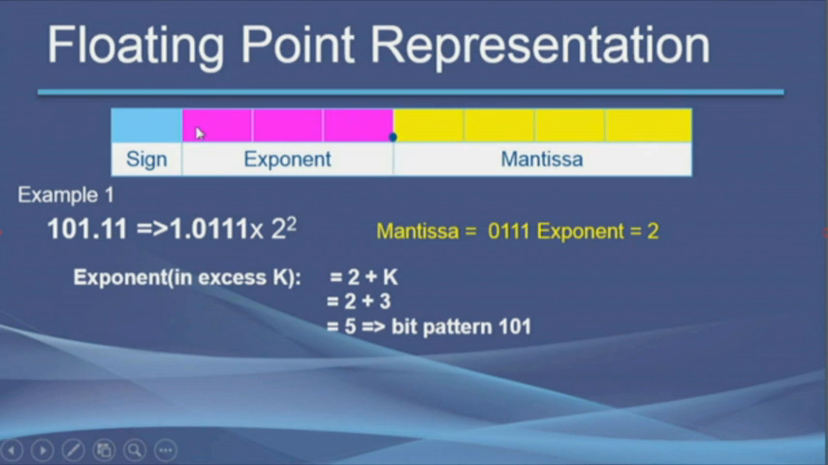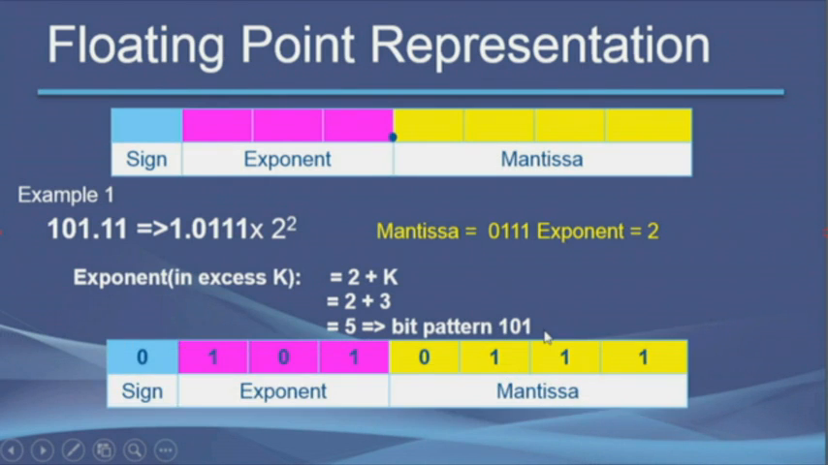As you can see, we have 3 bits, so k should be 3 with the equation 2 to the power n minus 1 minus 1, and 2 plus 3 is 5. So this is a decimal value. If you are going to represent this decimal value with 3 bits, you have to come up with this bit pattern 101. Now you can see our floating point representation.